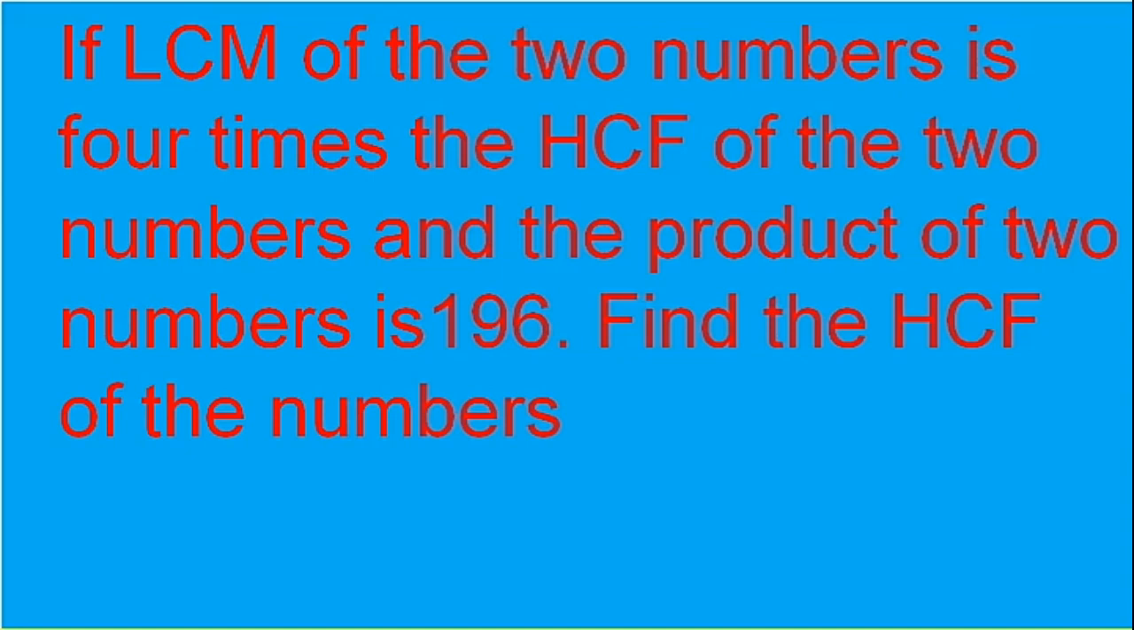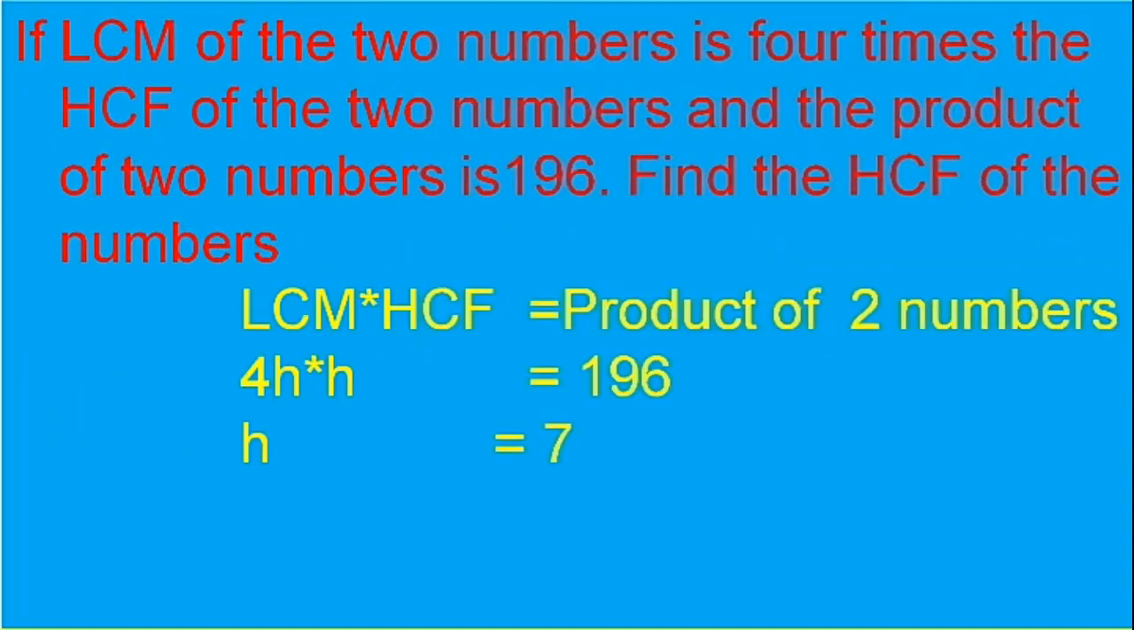How to do this? We should know the formula: LCM into HCF equal to the product of the two numbers. They have given LCM equal to 4H. So 4H into H is equal to 196. Once you solve this, you will get the value H is equal to 7.